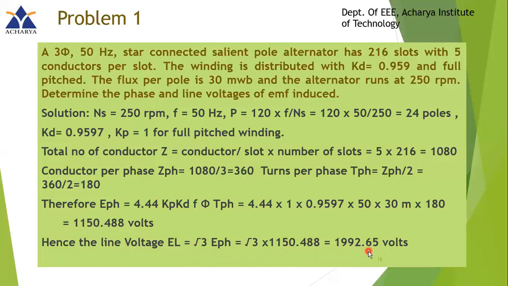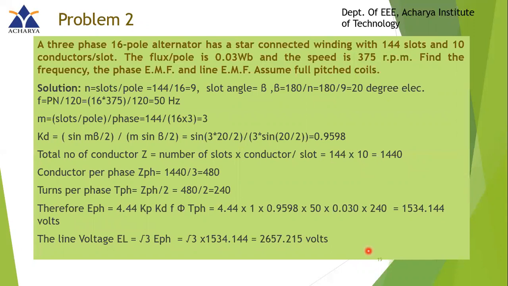Okay, let us move on to the next problem. A 3-phase, 16-pole alternator has star connected winding, with number of slots 144 and 10 conductors per slot. Okay, you can find out the number of conductors. The flux per pole is given and the speed is 375 rpm. So find the frequency, phase EMF and the line EMF. Assume full pitch coil, so again Kp value is 1.